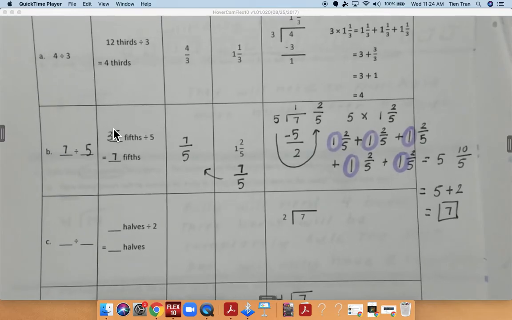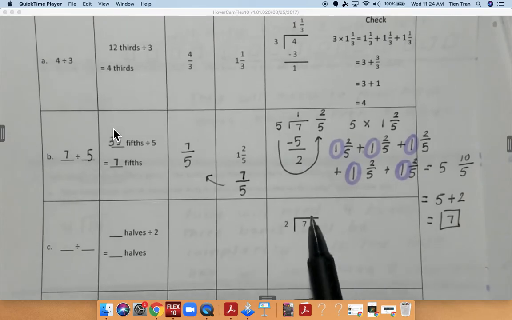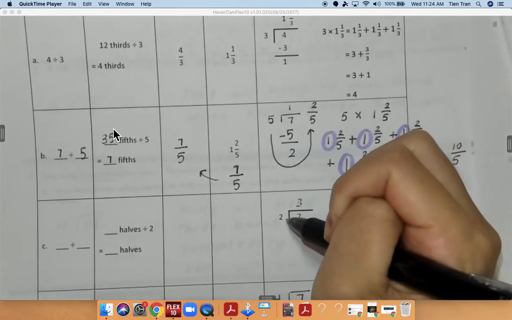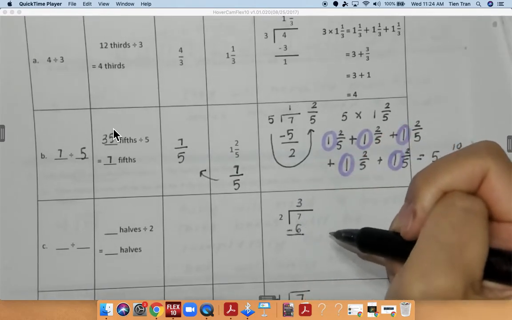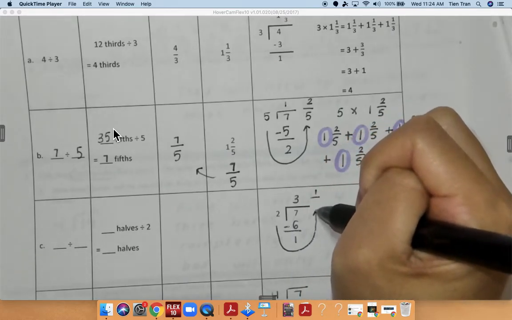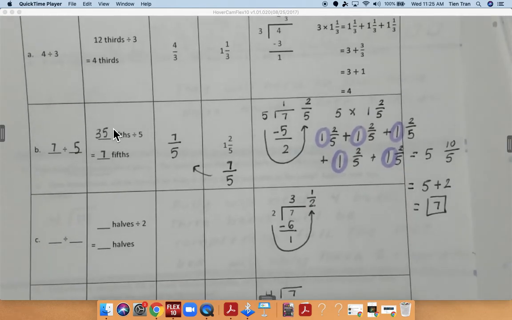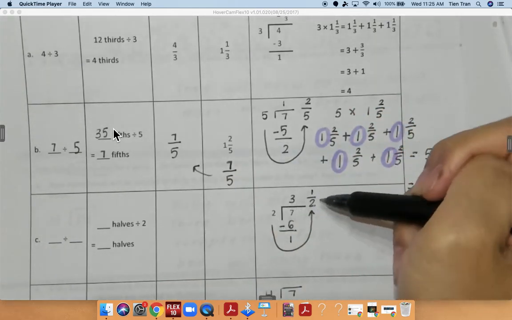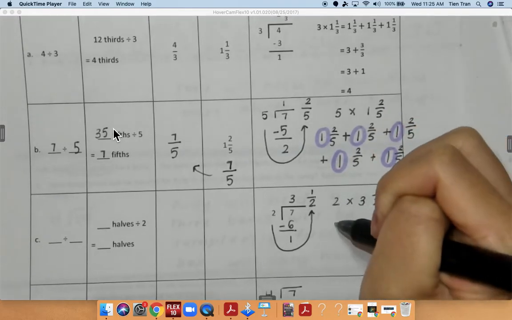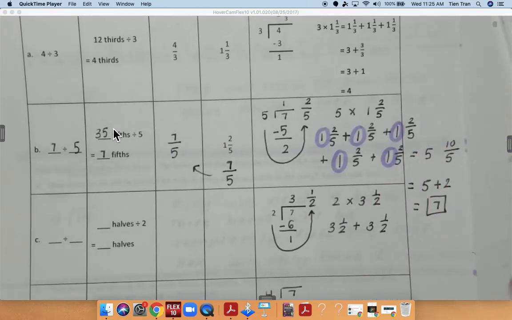For letter C, what they want me to do is they give me 7 divided by 2. So I already have that. I'm going to solve for this first. 2 goes into 7 3 times because 2 times 3 is equal to 6. 7 minus 6 is 1, so my remainder is 1, and my denominator is 2. So I get 3 and 1 half. And in order to check that, I'm multiplying 2 times 3 and 1 half. So I write 3 and 1 half plus 3 and 1 half. And what do I get when I add that together?